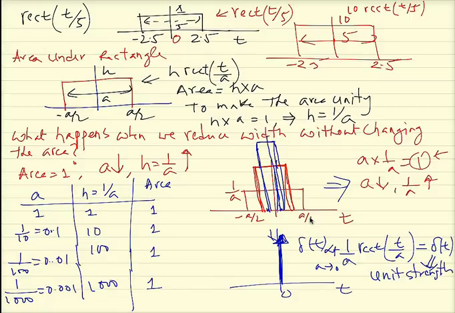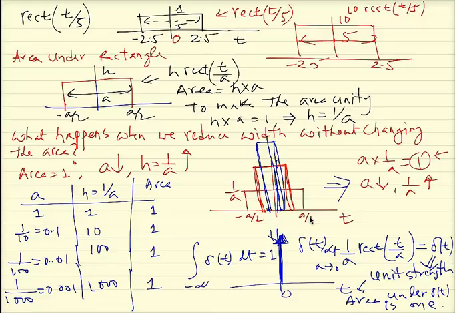So that means the area under delta t is 1, right? Now you understand that delta t has an area. Delta t has an area of 1. So we write it this way: if you integrate delta t, you should get 1, right? So that is what we write.